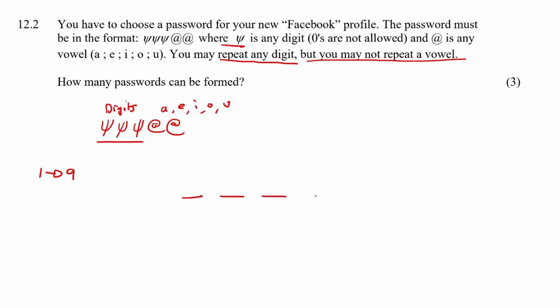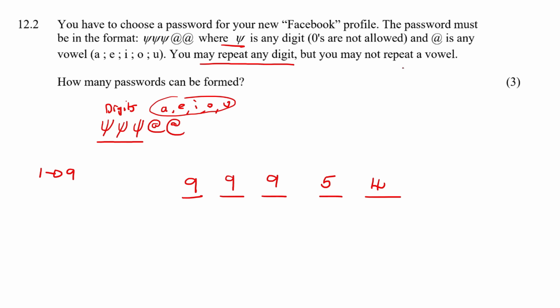Very easy question. We've got the digits 1 to 9. For this first one, how many different digits could you choose? Well, 9. For the next one, don't say 8. Why? It said you may repeat the digits, so you can choose any of the 9 again. And for the next one, any of the 9 again. Now for the vowels, we've got 5: A, E, I, O, U. For the next one, there would only be 4, because you must not repeat a vowel. Then we just multiply all of these, and this should give 14,580.